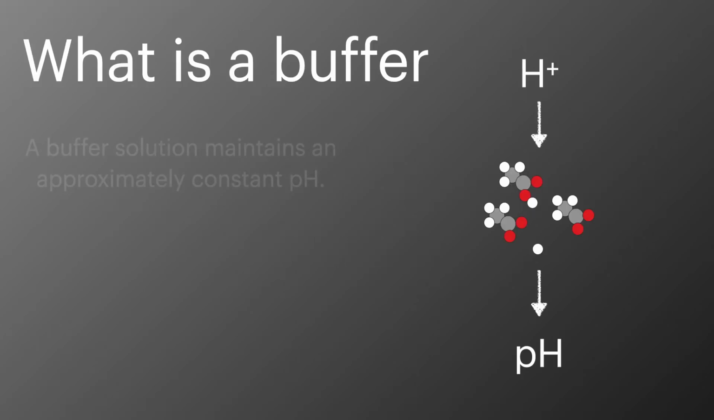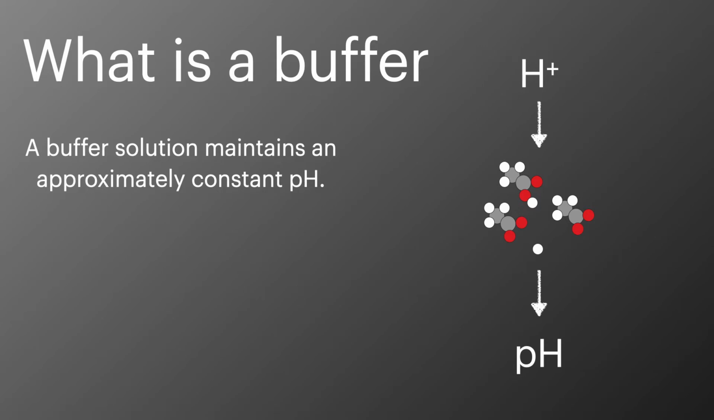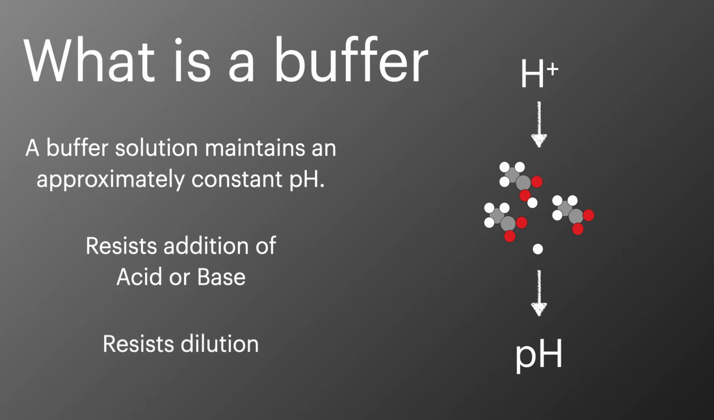A buffer is a chemical that is designed to resist changes in pH, and they are formed by establishing an equilibrium. Adding an acid or a base shifts the equilibrium but maintains the concentration of hydrogen ions in solution. A buffer will also resist the change in pH when it's diluted.